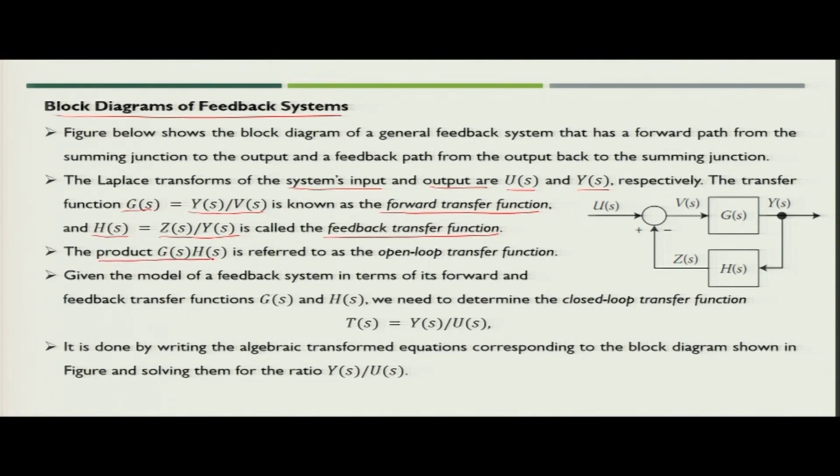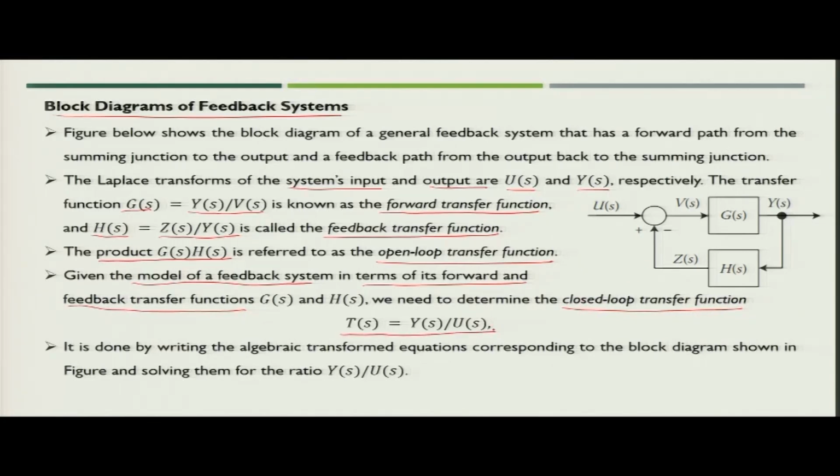When you combine G(s) into H(s), you get another term called open loop transfer function. So, these three are the most important transfer functions which we use frequently to represent the feedback system. Now, given the model of the feedback system in terms of its forward and backward transfer function, we can determine the transfer function of the complete closed loop system. So, we can determine the closed loop transfer function.